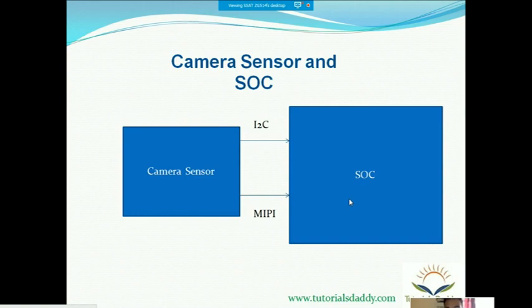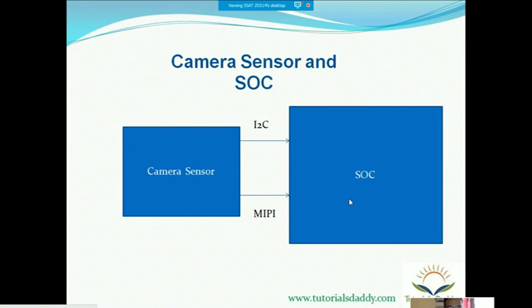Let's say today you have connected the IMX290, which is a 2 megapixel sensor, with the SoC. The MIPI CSI driver being used here can work as well when we connect some different camera sensor in future.